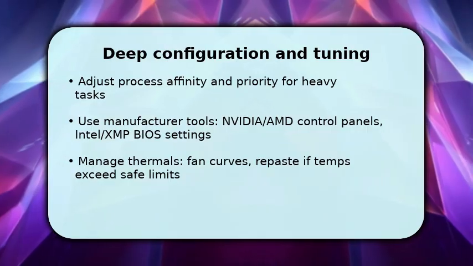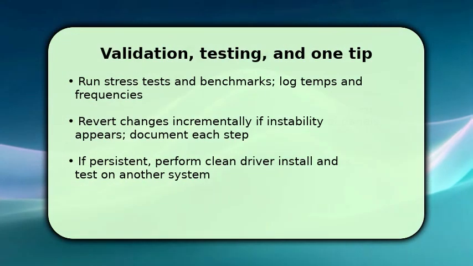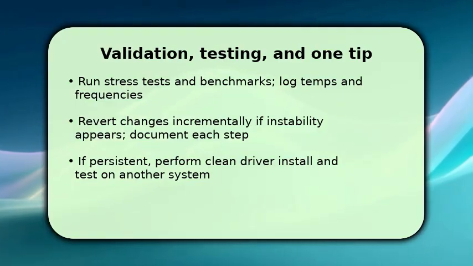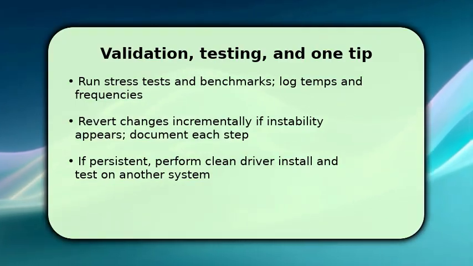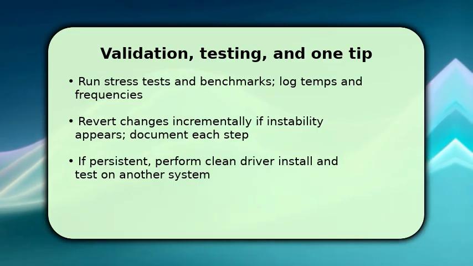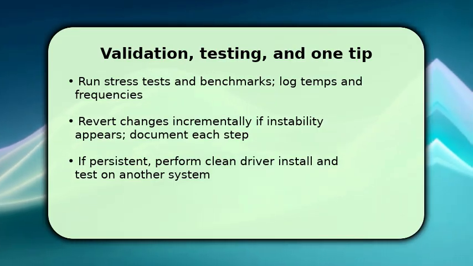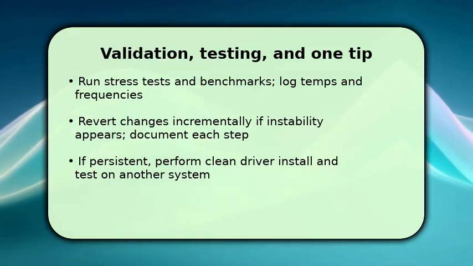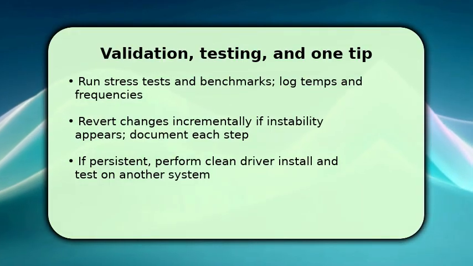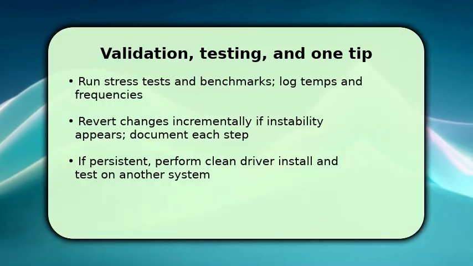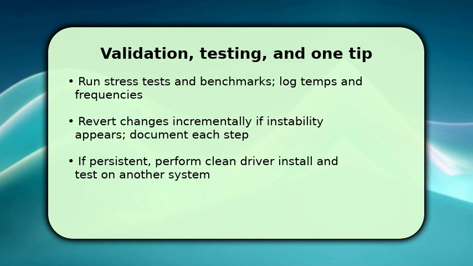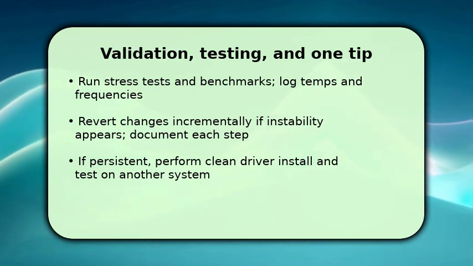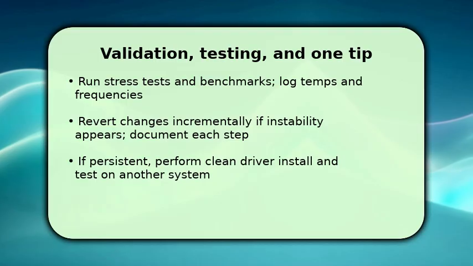Run stress tests and benchmarks while logging temperatures, clock speeds, and voltages to confirm sustained performance gains. Once results are collected, revert any aggressive changes incrementally if you detect instability, documenting each step so you can isolate regressions. If problems persist, perform a clean driver uninstall and reinstall, and, if possible, test the GPU or CPU in another known good system to rule out hardware fault.